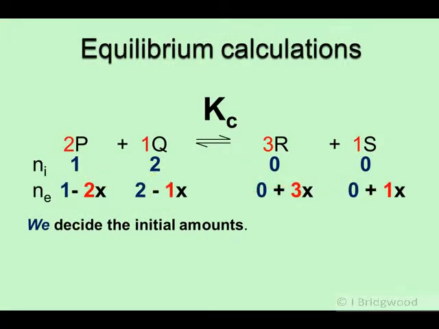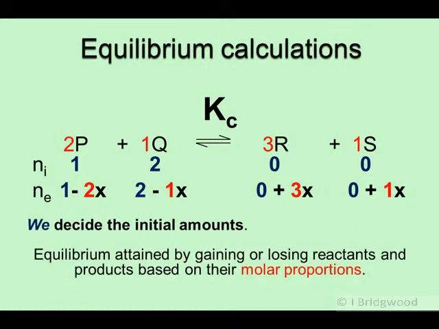Because the equilibrium amount will depend upon the stoichiometry and of course the initial amounts that we have. We will tend to lose the relative proportions of reactants based upon the stoichiometry and gain the amount of products again based upon the stoichiometry.